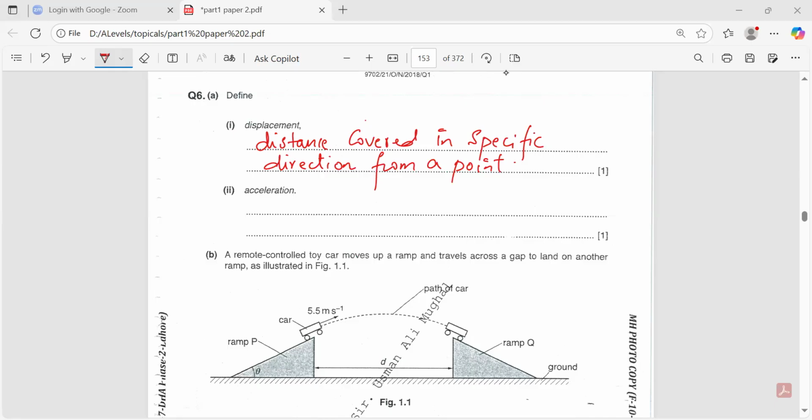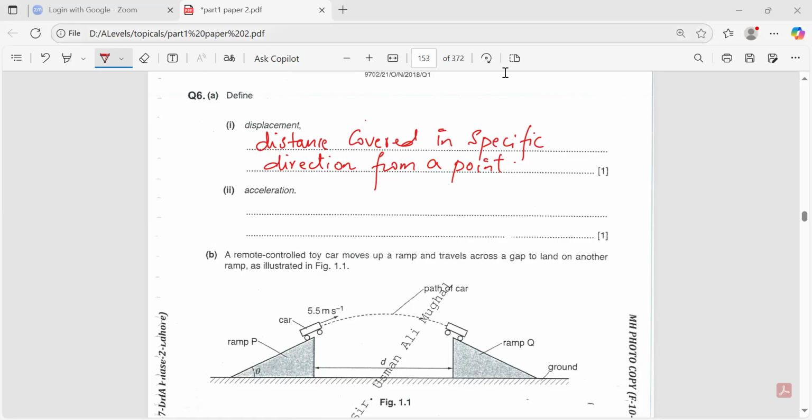Okay, Rosalie is saying the straight directed path covered by a body. Look, meaning-wise this definition is correct, but we have to keep some technicalities covered in our definitions. Because the proper difference between displacement and distance is direction, we have to mention direction in the specific part. That is the distance covered in a specific direction from a point; that is the more suitable or demanded definition as per Cambridge.